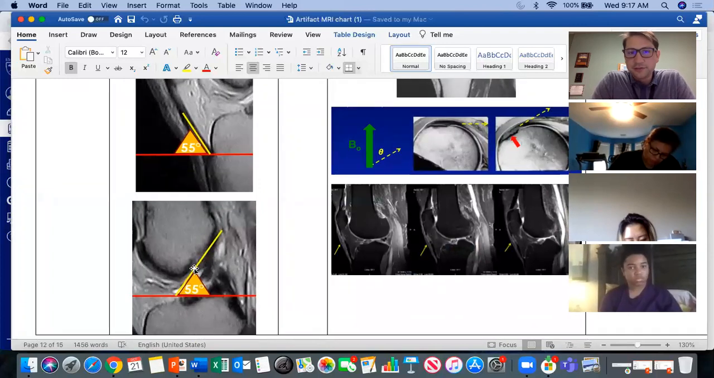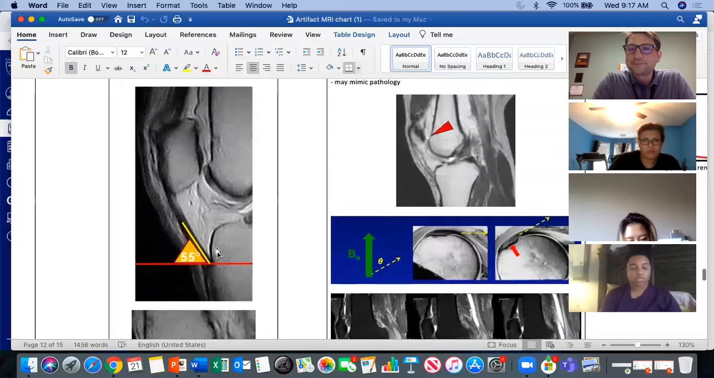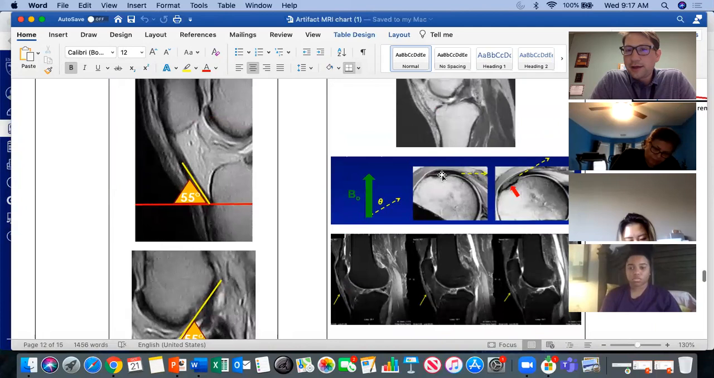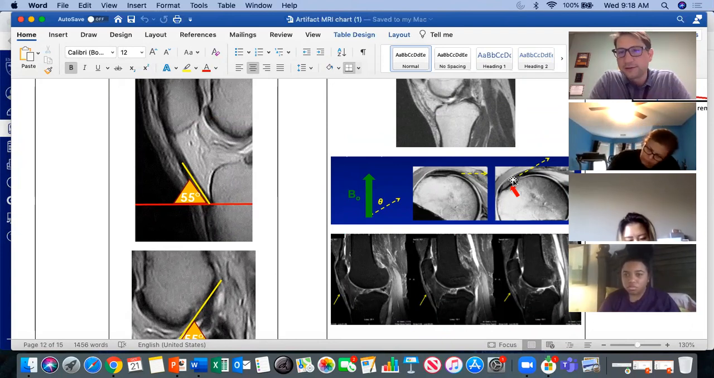Here we get a little bit of signal increase in the anterior cruciating ligament because it's at 55 degrees. Here you can see that signal intensity kind of increasing right behind the patella. Here you have a signal increase right here in the rotator cuff kind of area where all the tendons converge. Remember the 4 tendons that converge to make up the rotator cuff?